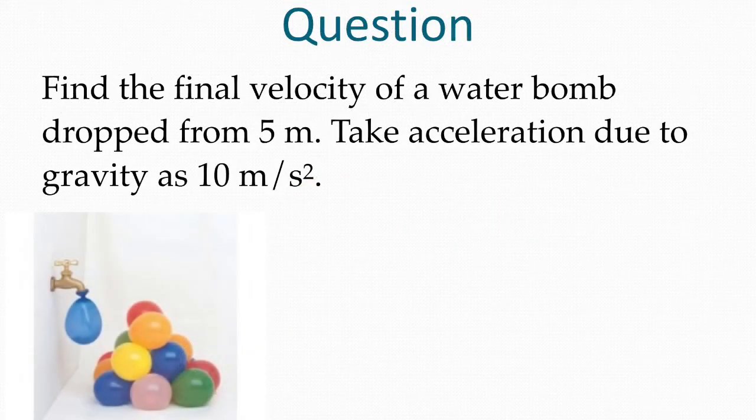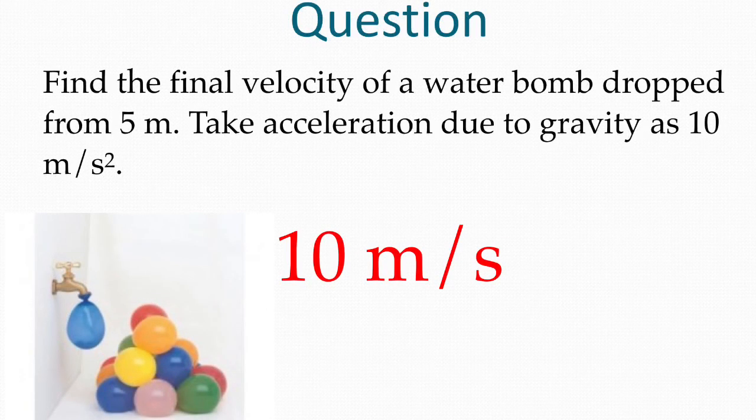Find the final velocity of a water bomb dropped from 5 meters. Take the acceleration due to gravity to be 10 meters per second squared. Remember, its initial velocity, if it's dropped, is going to be 0. Pause the video while you answer the question in your book. The answer would be 10 meters per second.